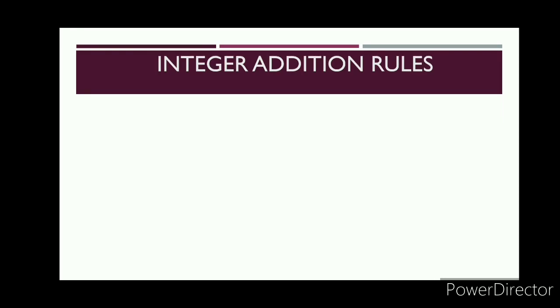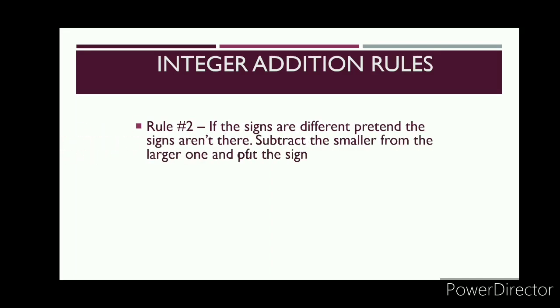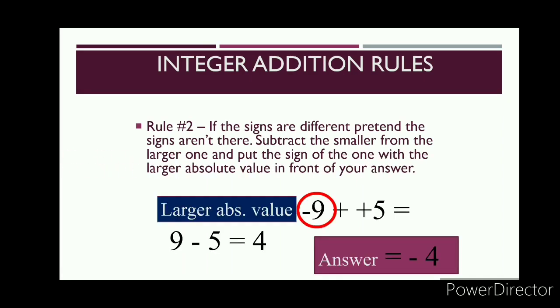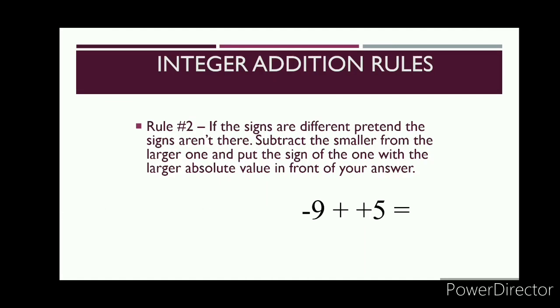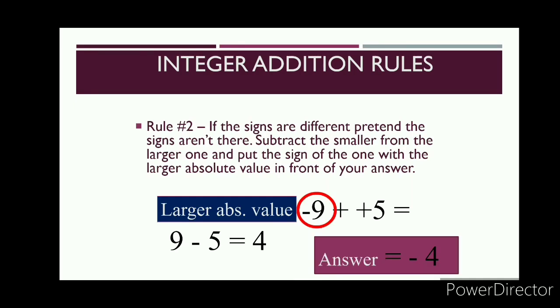Rule number 2: if the signs are different, we should subtract the smaller number from the larger number, and in the answer we should put the larger number's sign. For example, minus 9 plus 5. In that, the larger absolute value is 9. So from 9 we should subtract 5. 9 minus 5 equal to 4. But in the answer we should put the minus sign.